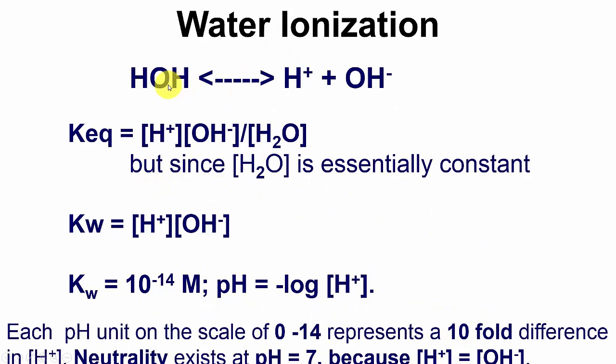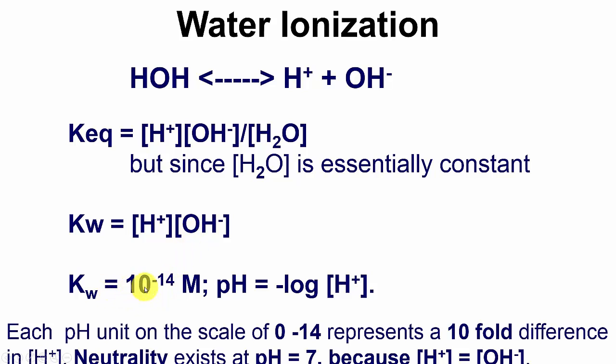This is the water ionization. Water does ionize, and you can write an equilibrium constant for that: the product of the ions divided by the concentration of the water. But since water is essentially constant relative to the size of these other hydrogen and hydroxyl groups, we write a Kw, and Kw is just the product of the protons times the hydroxyl groups.